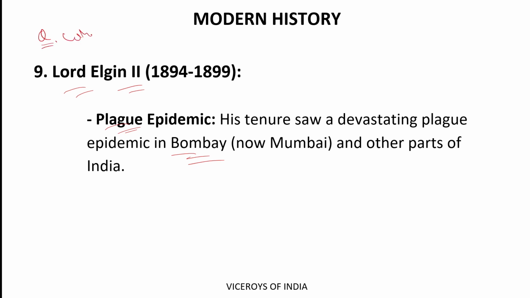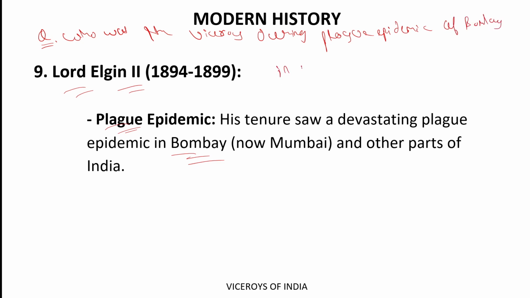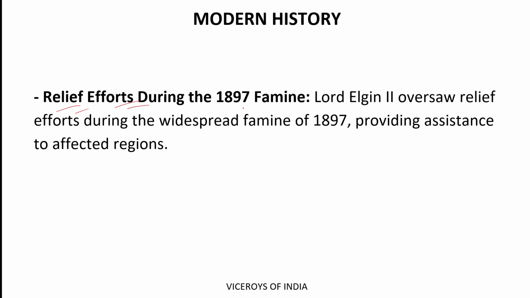So the question is, who was the Viceroy during the plague epidemic of Bombay in 1894 to 1899? What should be the answer? The answer should be Lord Elgin II. Okay, so here we have generated a new question. Now let's move forward. Relief efforts during the 1897 famine. Now you got a more accurate date. It was happening in 1897. Okay, so Lord Elgin II oversaw relief efforts during the widespread famine of 1897, providing assistance to the affected regions. Got it? Now let's move forward.